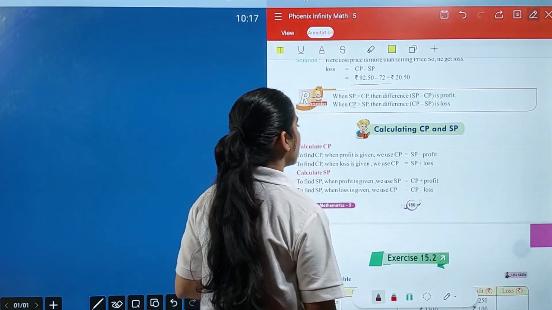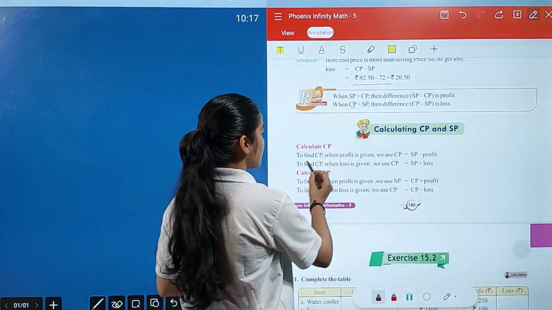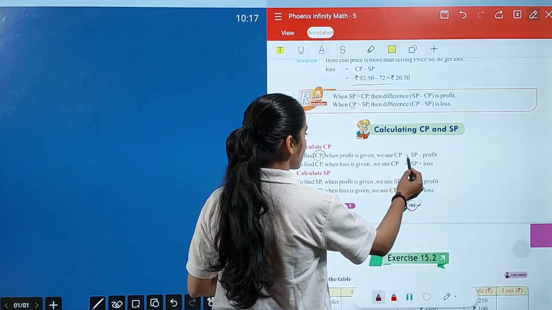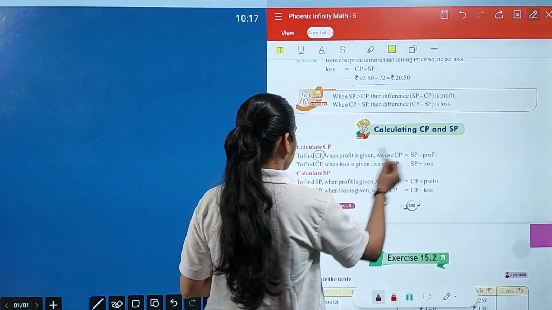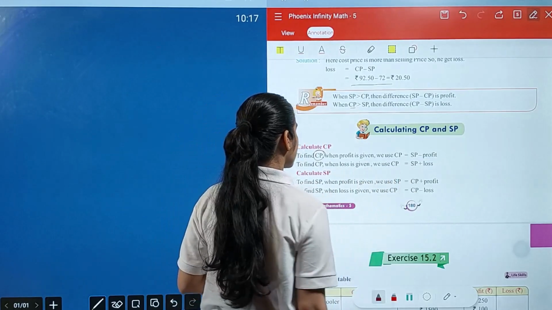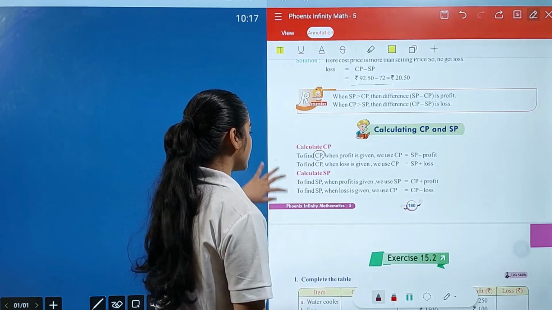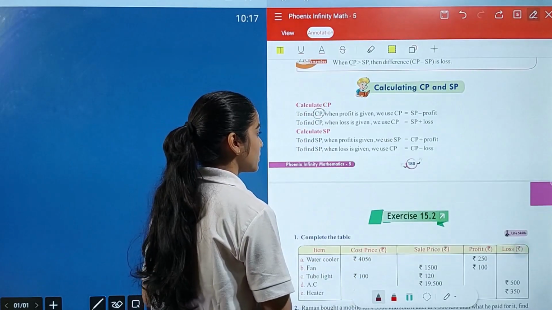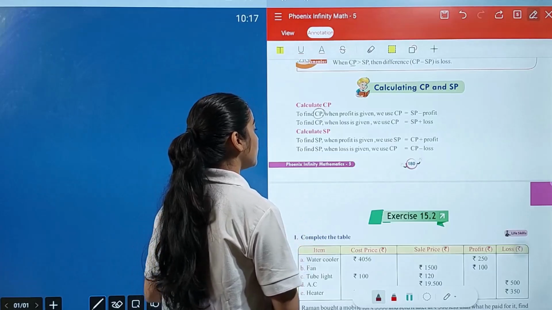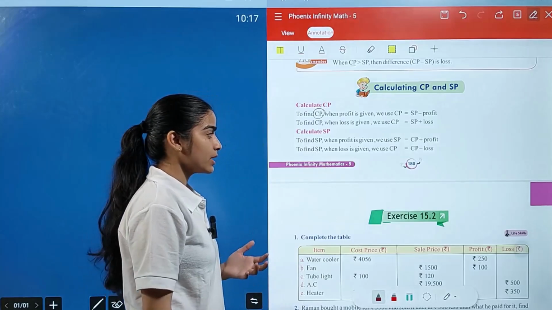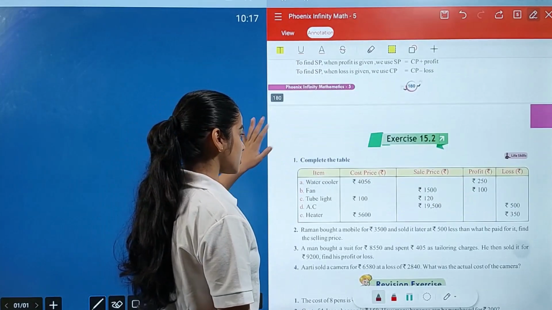So now we have to calculate CP and SP. To find CP, that is cost price, when profit is given, we use CP is equal to selling price minus profit. And to find cost price when loss is given, we use CP is equal to selling price plus loss. To find selling price when profit is given, we use selling price is equal to cost price plus profit. And to find selling price when loss is given, we use selling price is equal to cost price minus loss. So I hope, students, this is clear to you.